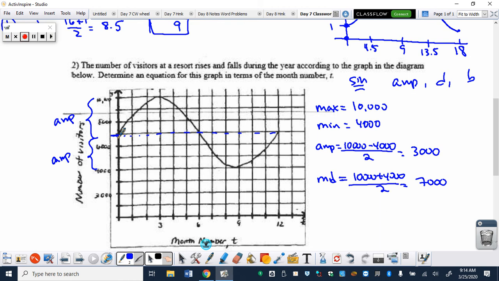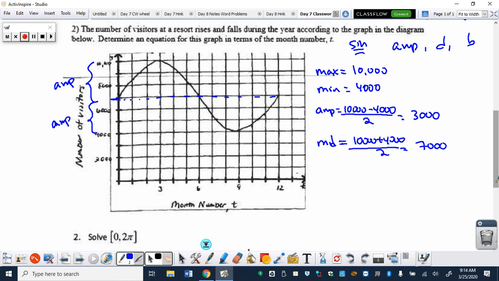Now we need to find B. Okay, so from the graph, it takes 12 months. So period is equal to 12. And that makes sense because every 12 months, the number of visitors in a resort is going to repeat itself. It's going to peak in July and August. We're not going to have that many visitors, maybe in September, and it's going to come back up again. So depending on how they started, zero is probably June or May, and then every 12 months, the pattern repeats itself. So period is equal to 12.